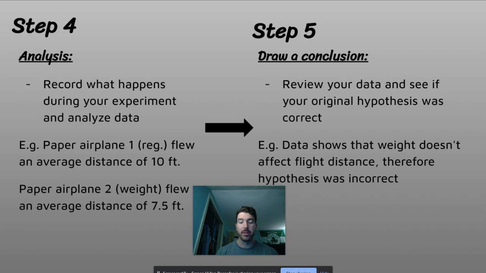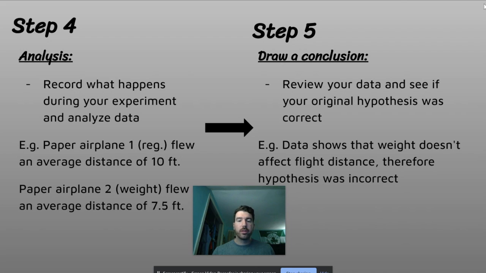So maybe we would then go back to the drawing board, maybe try to determine what else makes a paper airplane fly further, and then once we decide on something, test that as well. So those are the 5 steps of the scientific method, and if followed correctly, your experiment is going to most likely turn out well. If it doesn't turn out well, like I said, you just go back to the drawing board and then you repeat the same steps until you get the desired result.